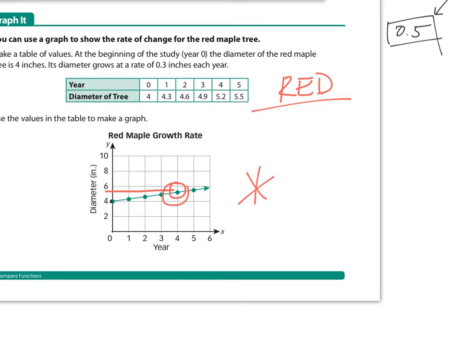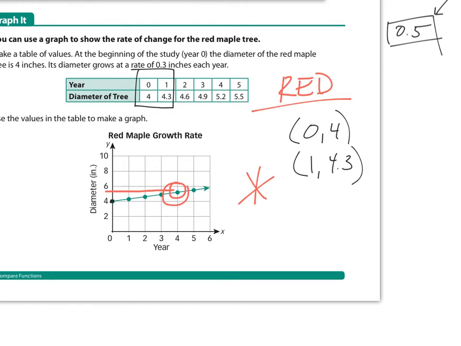I'm not crazy about any of these, right? Because I don't have any good numbers here. But what I can do, guys, is look right here and take some of these. So I'm going to use (0, 4), and I'm going to use (1, 4.3).